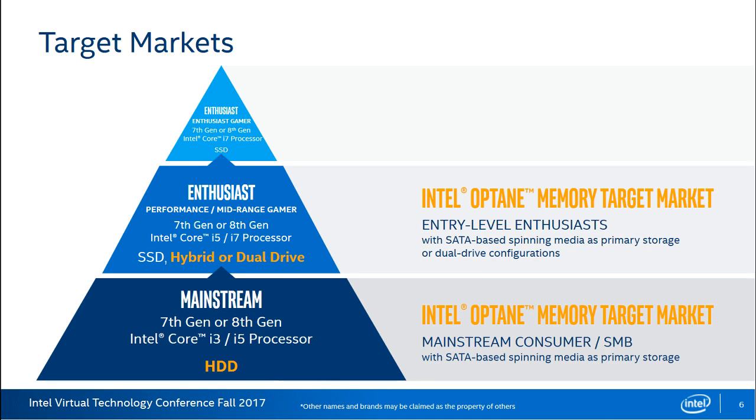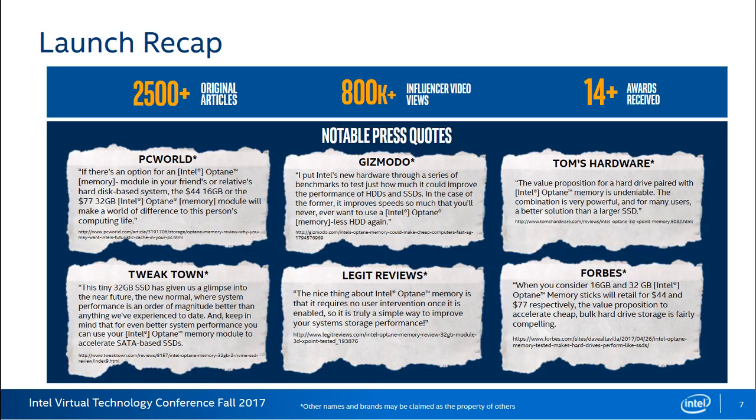Now, I'm sure many of you know that we launched Intel Optane memory earlier this year, and I want to just briefly touch on a launch recap of some of the things that we accomplished. Since the launch of Intel Optane memory, we've had over 2,500 original articles published across our major tech press and bloggers in the PC ecosystem. From the influencer videos we have available, we have over 800K views. And Intel Optane memory received over 14 awards from places like PC World and Gizmodo.